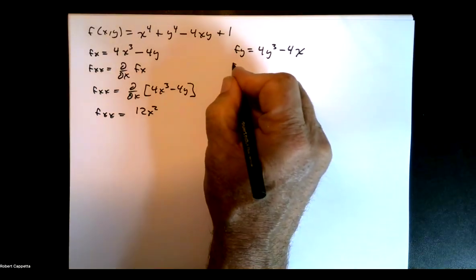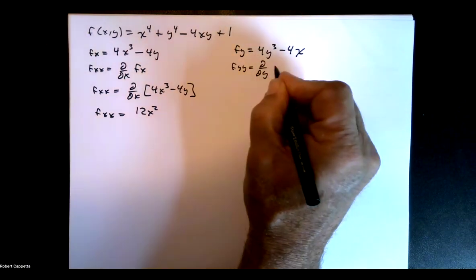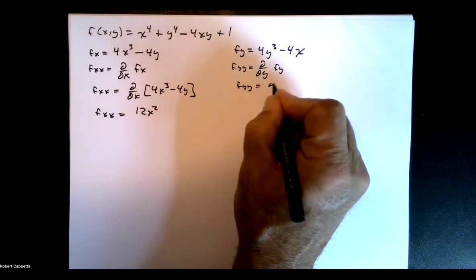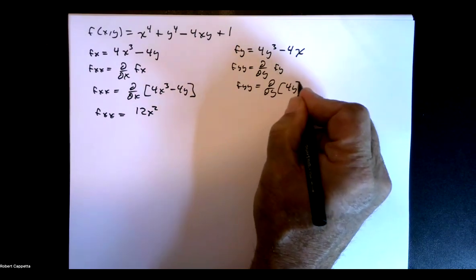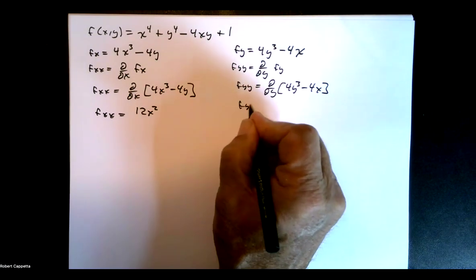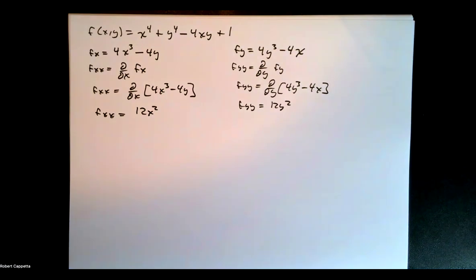Now moving over to f sub yy, which is the partial with respect to y of f sub y. So f sub yy is the partial with respect to y of 4y cubed minus 4x. And very similarly, f sub yy is 12y squared.